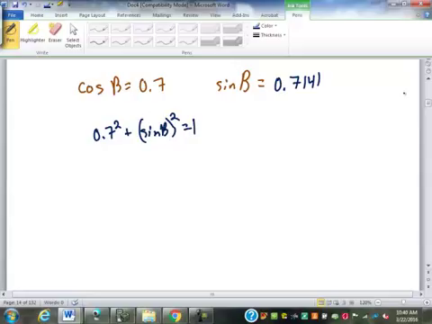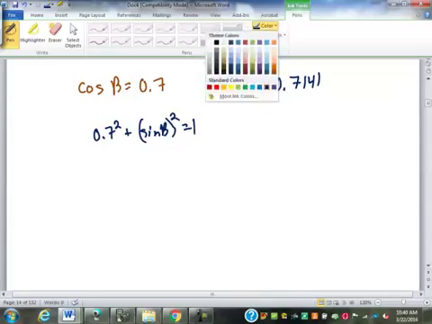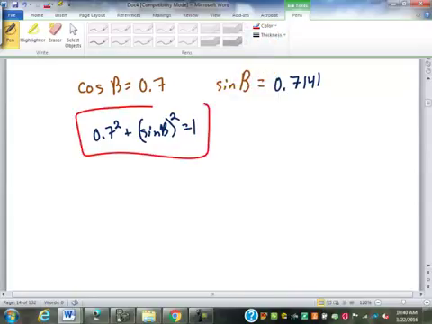Now I'm going to pause. Everybody see where that, understand where the 0.7141 comes from. It's how we would solve this equation for, think of that as x. Now, what if I ask you to find the tangent of angle B?